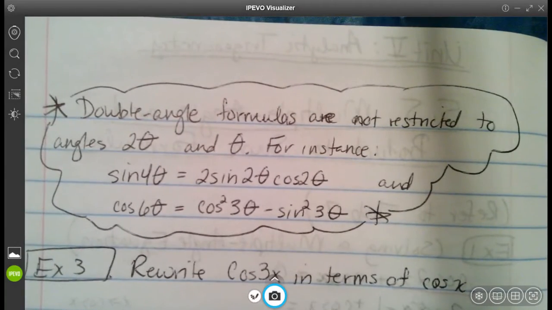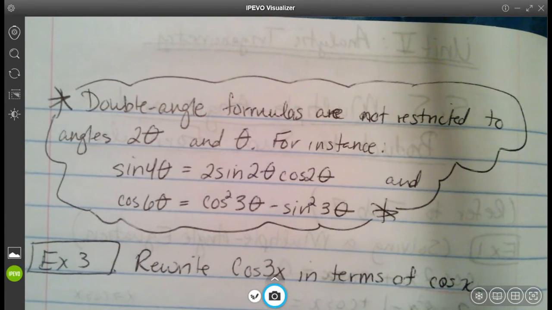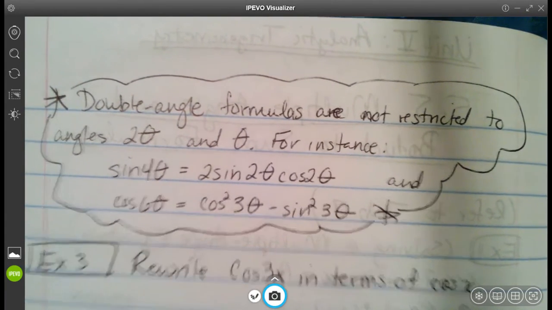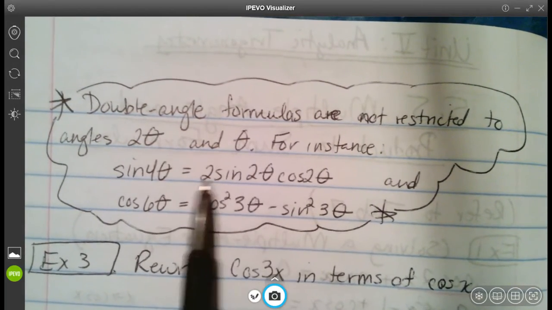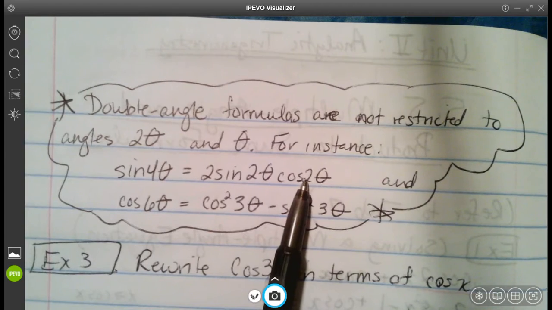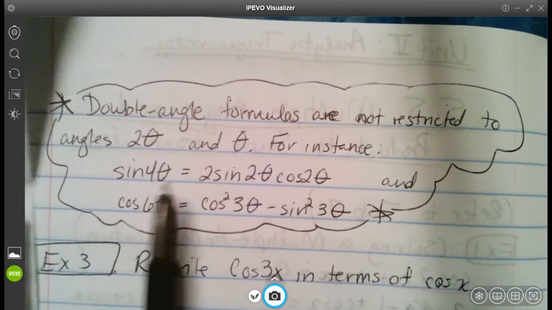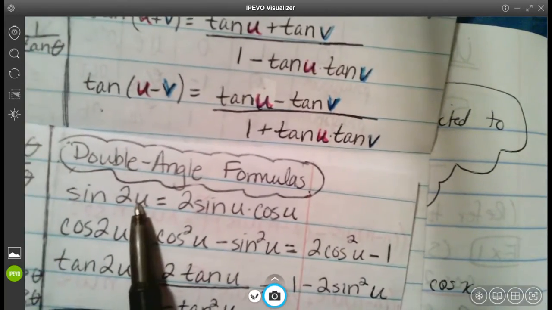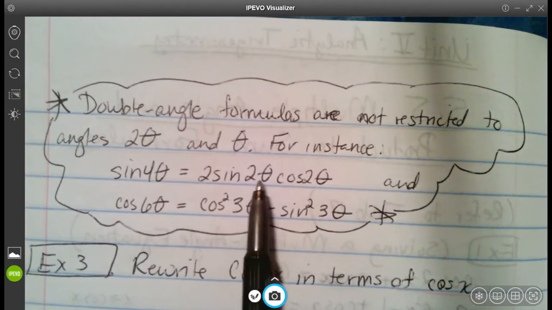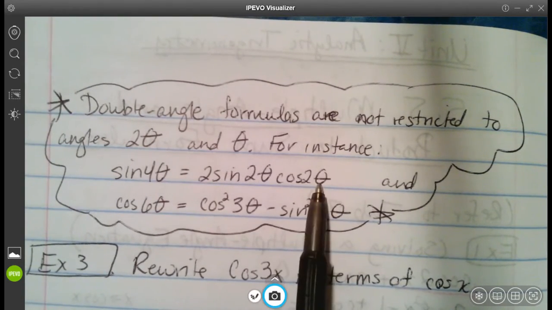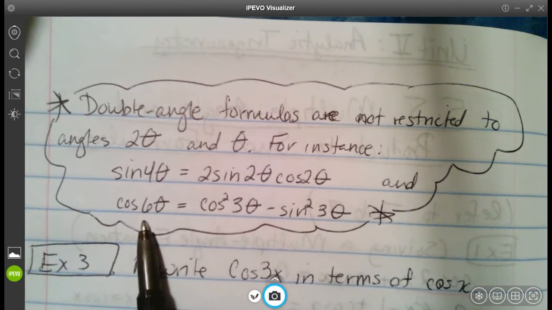Let's look at some information here. Double angle formulas are not restricted to angles 2 theta and theta. So for instance, if you had sine of 4 theta or cosine of 6 theta, this would be the same as doubling it. So 2 sine 2 theta, cosine 2 theta. You want to compare it so you can see what I'm talking about. Sine of 2 theta is normally 2 sine u, cosine u. But if you double the angle, you have to double that one too. So you put a 2 here and a 2 there. And this applies to some other ones as well. Same thing with this one, okay?